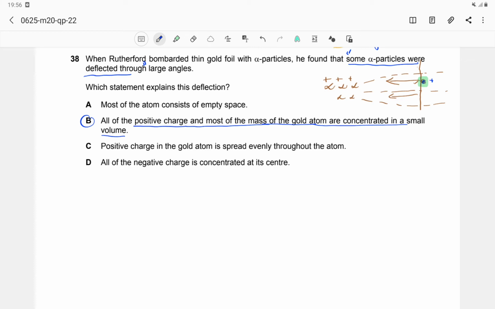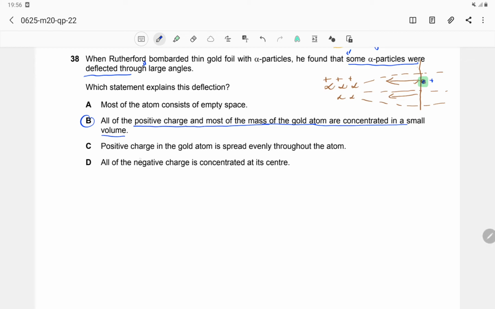Most of the alpha particles are not getting affected by this positively charged space. That means it must be a very small space inside the atom. So the correct option is option B. Let's check the other options also.